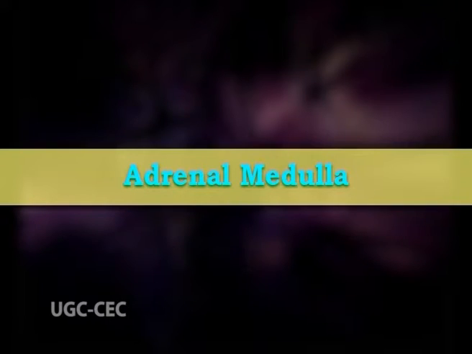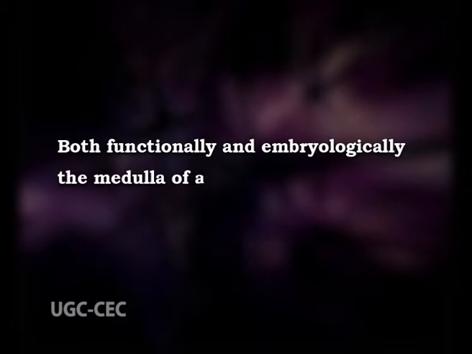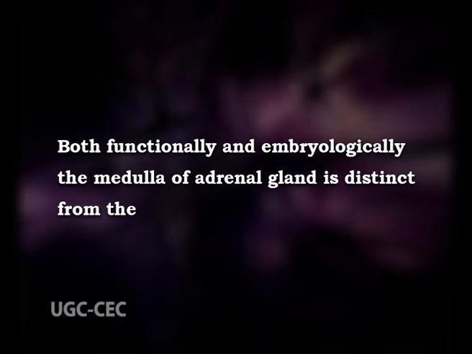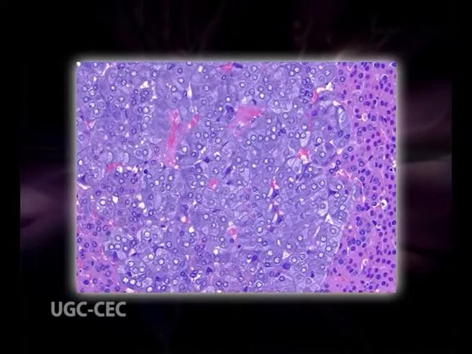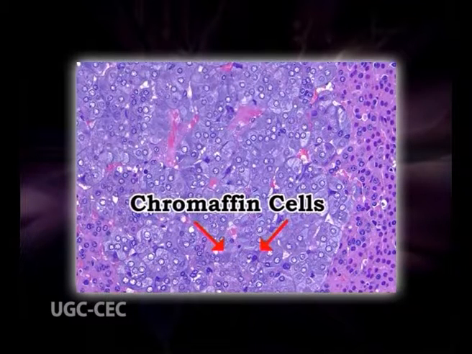Adrenal medulla. Both functionally and embryologically, the medulla of the adrenal gland is distinct from the cortex. When the gland is fixed in a solution containing salt of chromium, as an example potassium dichromate, the cells of the medulla show yellow granules in their cytoplasm. This is called the chromaffin reaction, and the cells that give a positive reaction are called chromaffin cells.